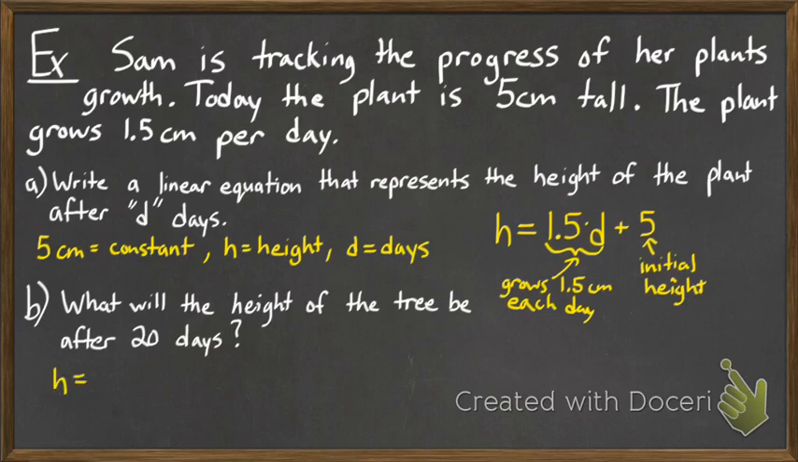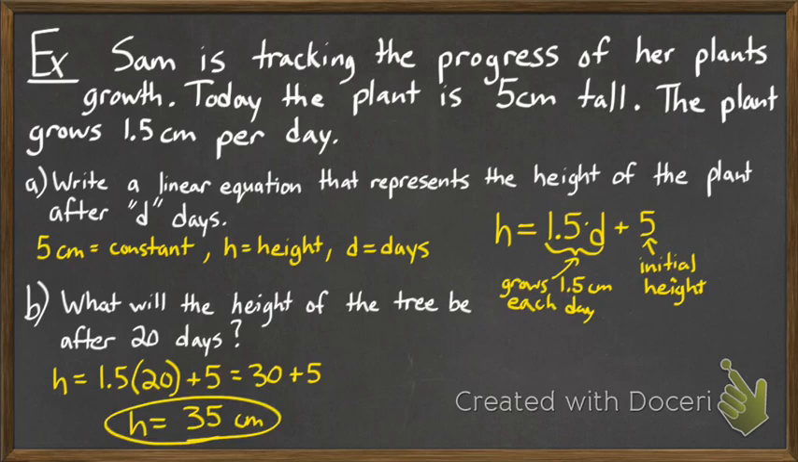Given we want to find our height after 20 days, we can take 1.5 and multiply it by 20, because that's what d is. d is our days. We're going to add our initial height of 5. So if I take 1.5 times 20, that gives me 30. So 30 plus 5 gives us a height of 35 centimeters. We just calculated that after 20 days, her plant is going to grow to 35 centimeters tall.